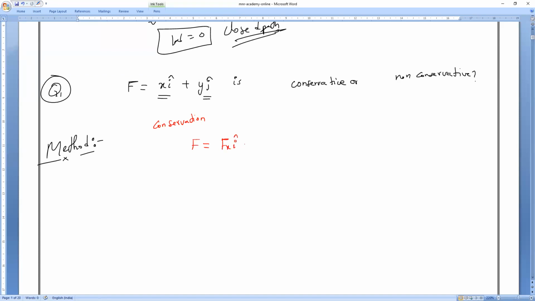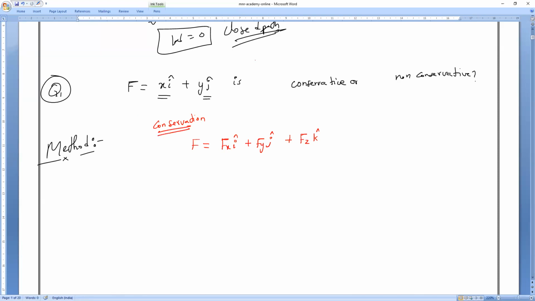That is what we can say: force acting in x direction, force acting in y direction, and as well as force acting in what direction, everybody? i cap, j cap, or k cap. Understanding? So observe carefully.